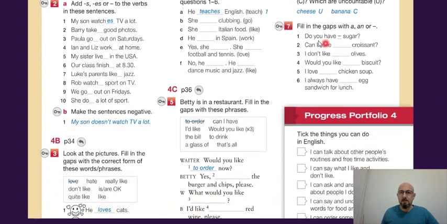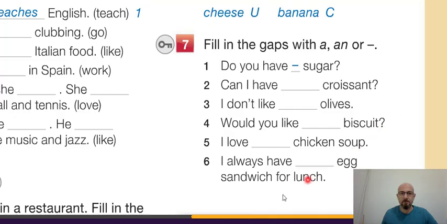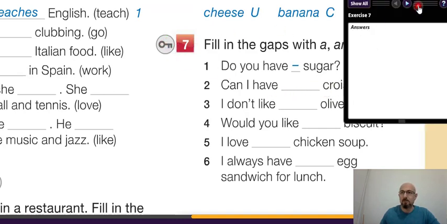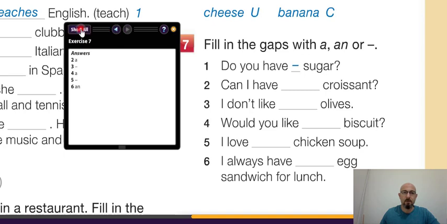Okay, the last exercise here, seven. Fill in the gaps with a, an, or nothing. So, do you have sugar? Sugar is uncountable. With uncountable, we don't use anything. Can I have a croissant? Croissant is countable here. So I will write a croissant. Okay, and this is the answer.